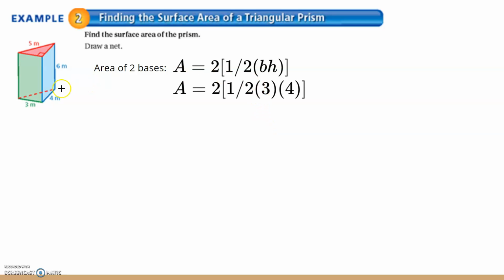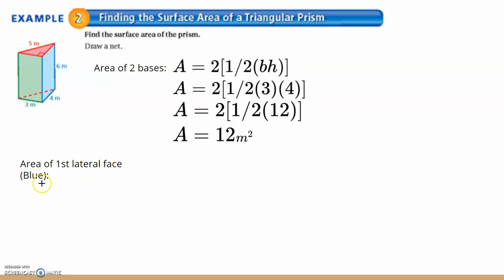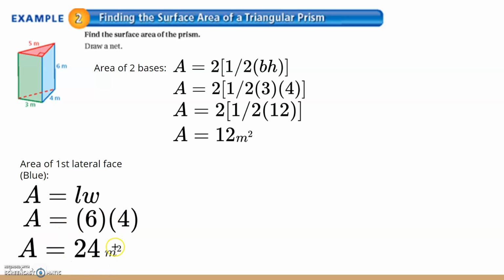Next, we're going to plug in our values of 3 meters as the base and 4 meters as the height. Multiply them. The 2 and the 1/2 will cancel, giving us just 1, and 1 times 12 is just 12 meters squared. Next, we're going to find the area of the first lateral face, which is the blue face. It's going to be area equals length times width, or 6 times 4, and then it's going to be 24 meters squared.